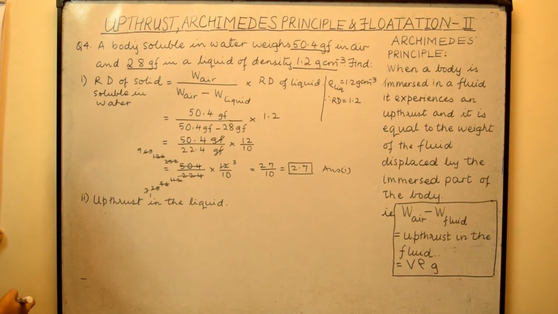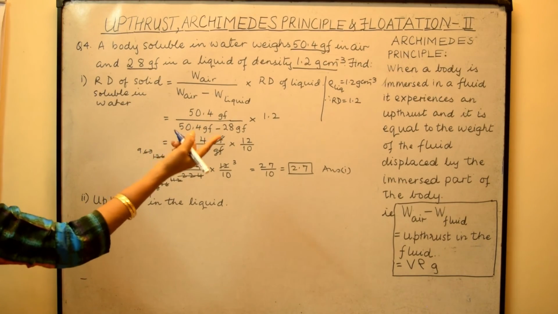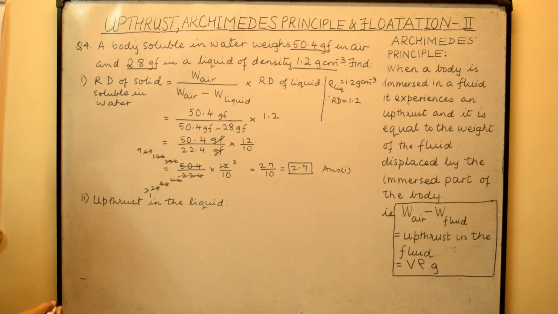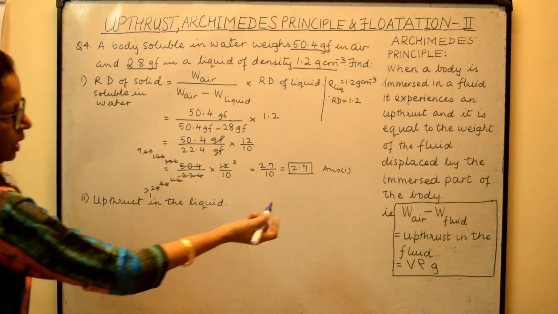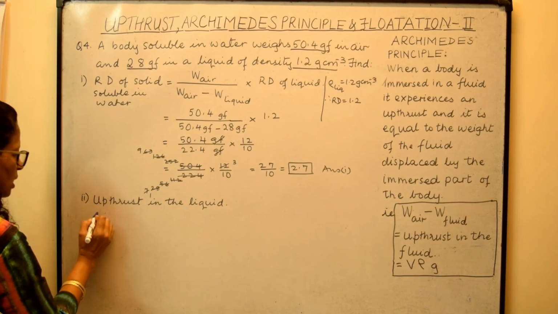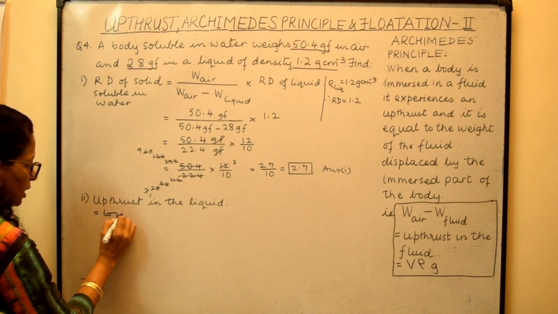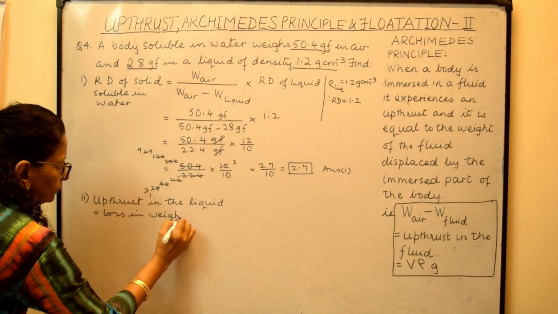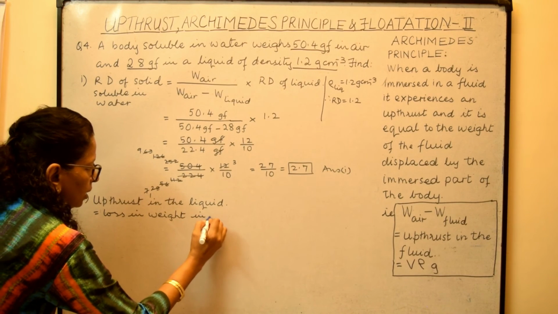Upthrust in liquid. Now according to Archimedes principle, upthrust is going to be equal to the weight of the fluid displaced by the immersed part of the body, which is also W air minus W fluid, which is the loss in weight. So directly we will say this is equal to loss in weight in liquid.